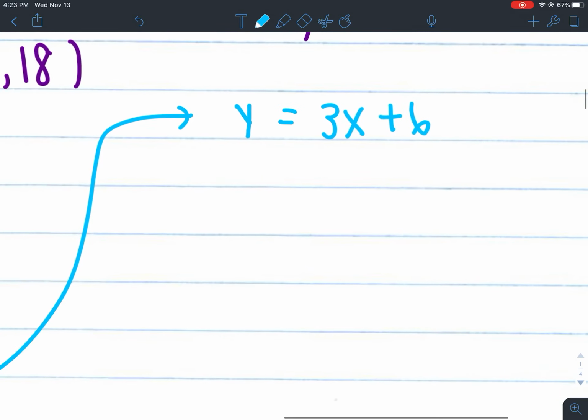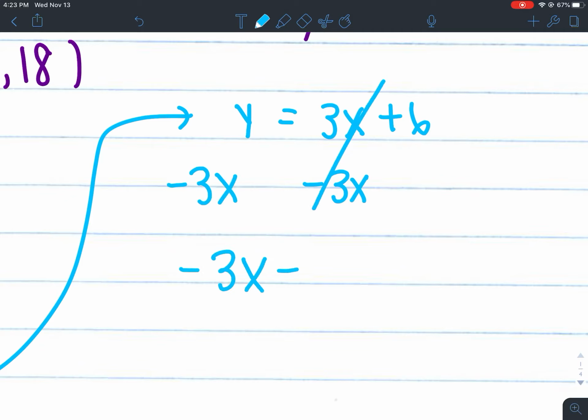The next thing we need to find is standard form. Remember, there are 3 requirements. The first requirement is that x and y need to be on the same side. So the first thing I'm going to do is subtract 3x from both sides. So then I have negative 3x plus y, because that y is positive. If it was negative, there would have been a negative sign there, equals positive 6.